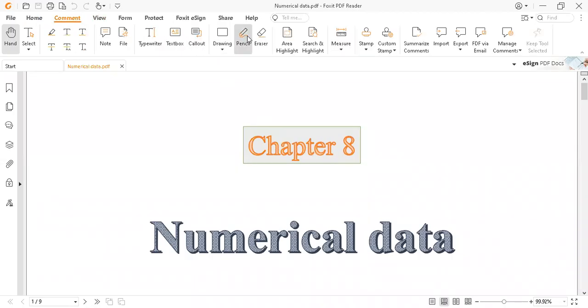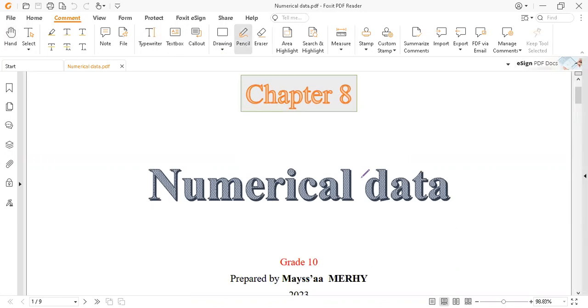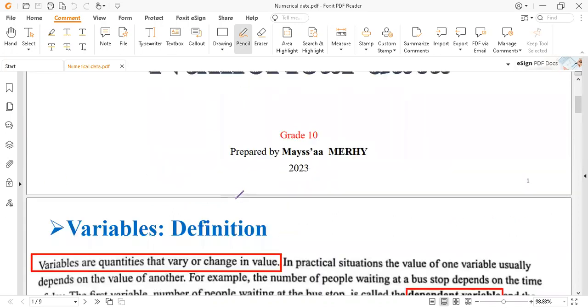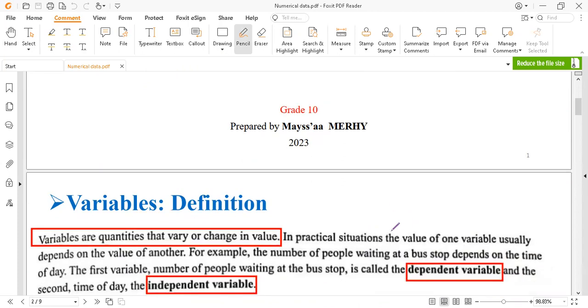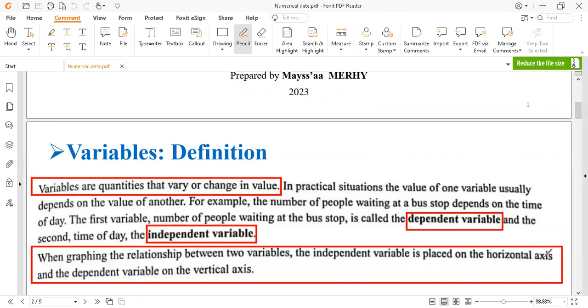Hi everyone. Today we are going to start a new chapter, chapter 8, entitled Numerical Data. Normally we are going to investigate some new concepts in statistics, starting with variables, what we mean by variables and what the different types of variables are that we use in statistics and probability in our lives.